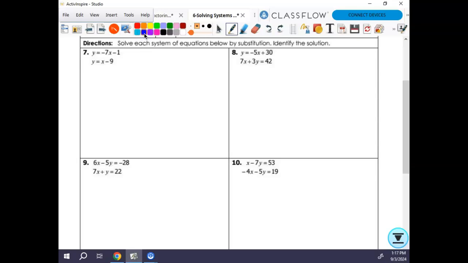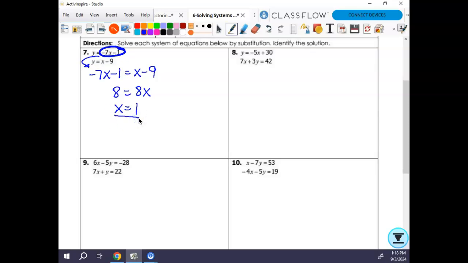Now, these are both already solved for y, and some people will say, well, then you set them equal to each other. Yes and no. Technically, it's still substitution. Technically, I'm going to take this and substitute it in right here for y. So that'll give me negative 7x minus 1 equals x minus 9. And then solving that hopefully is a piece of cake. I personally would move the 7 over to the right to give me 8x. I'd move the 9 over to the left to give me 8. And I'd get x equals 1.